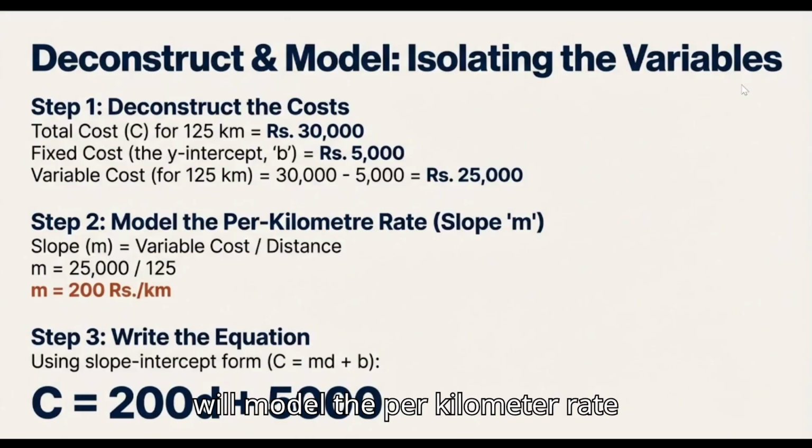Now step 2, we will model the per kilometer rate, basically finding the slope. The slope will be the variable cost divided by the distance. So our variable cost was 25,000 divided by the distance, which is 125. So we get our slope, which is 200 rupees per kilometer. Now we will use the slope intercept form, which is y equals mx plus c, to write our equation. So we get C is equal to 200 into D plus 5,000.